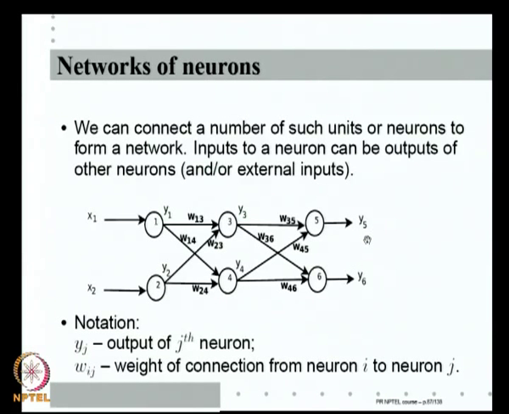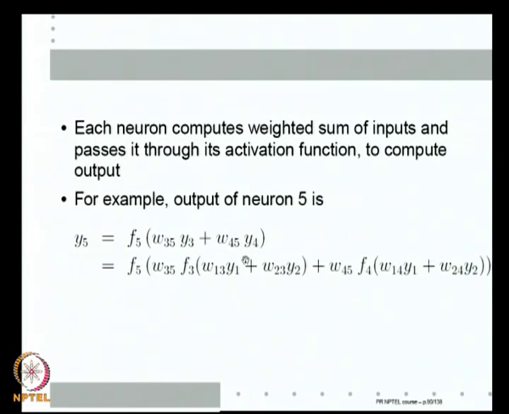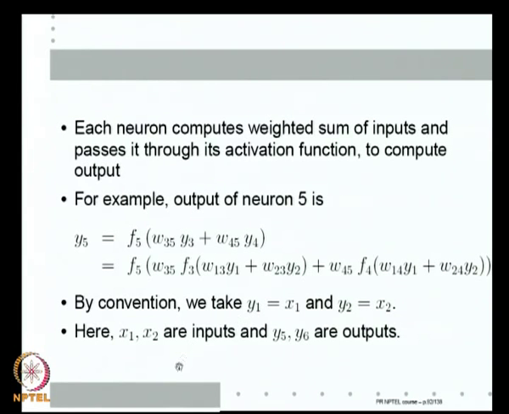So, the expression we wrote for y5 directly gives y5 as a function of the inputs x1 and x2. Okay. So, if I take y1 equal to x1, y2 equal to x2, y5 is a function of x1, x2. It is a kind of nonlinear function because f3, f4, f5 are all nonlinear. The w's are all the parameters of the function. Okay. So, x1, x2 are inputs, y5, y6 are outputs. So, that particular network model represents some function from R2 to R2.